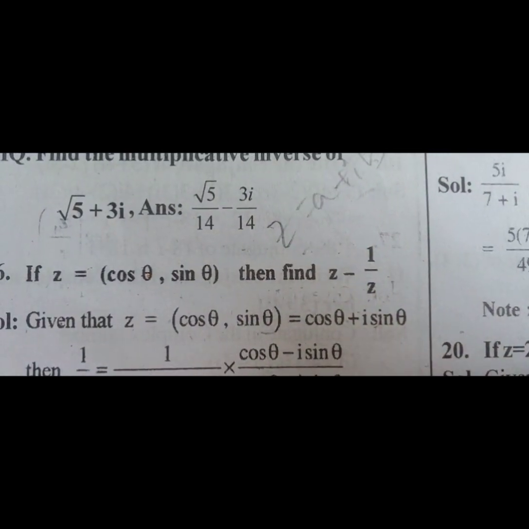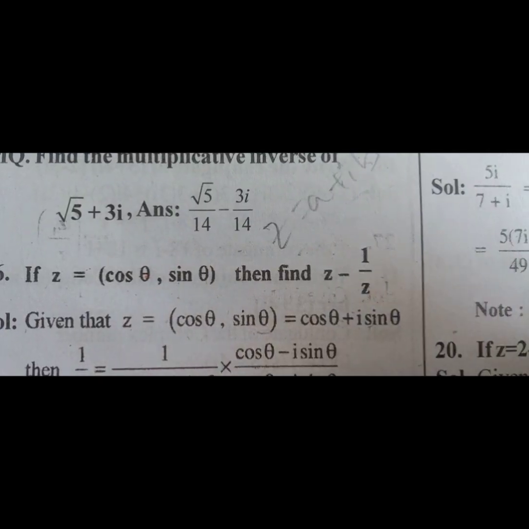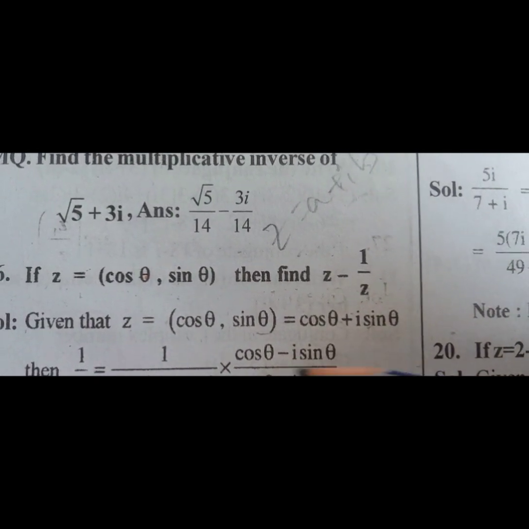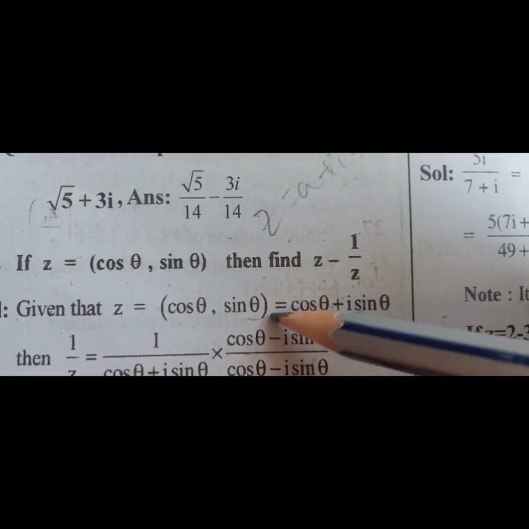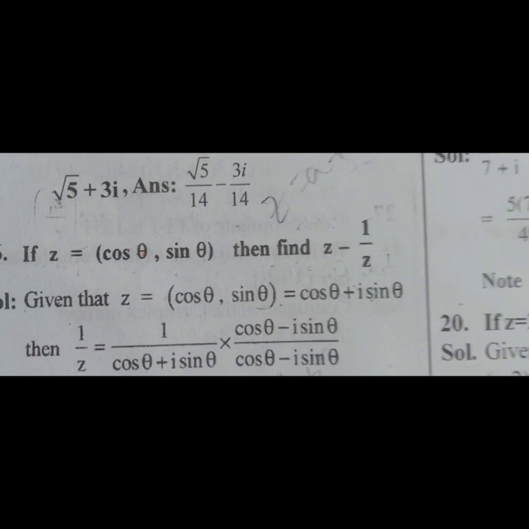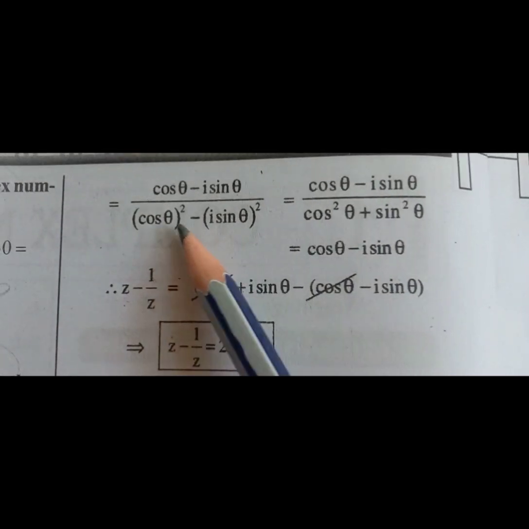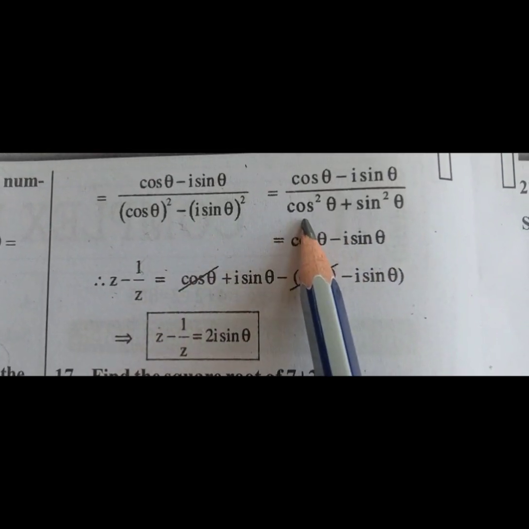Then by taking plus as minus, multiplying and dividing the term, you will get a plus b into a minus b, which is a square minus b square value. Then by subtracting, you will get the answer. This is the remaining solution. By subtracting a square minus b square, by replacing i square with minus 1, minus of minus is plus, cos square theta plus sin square theta value is 1.